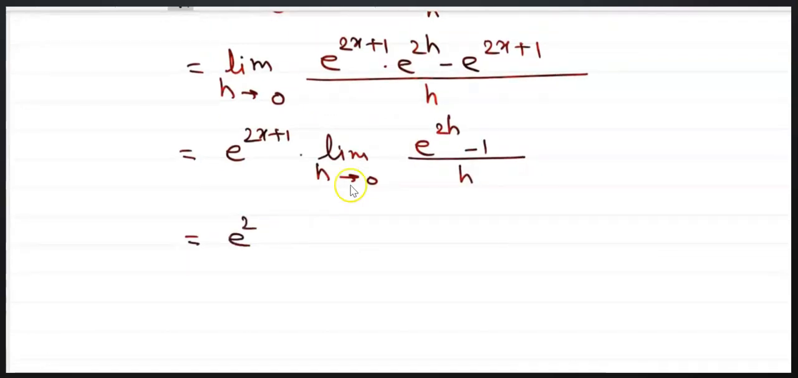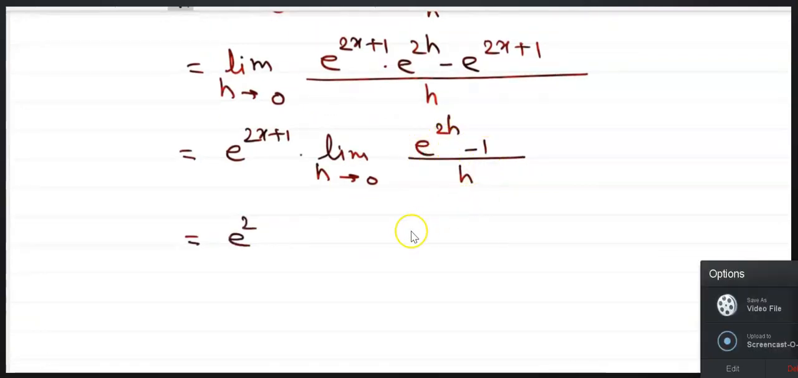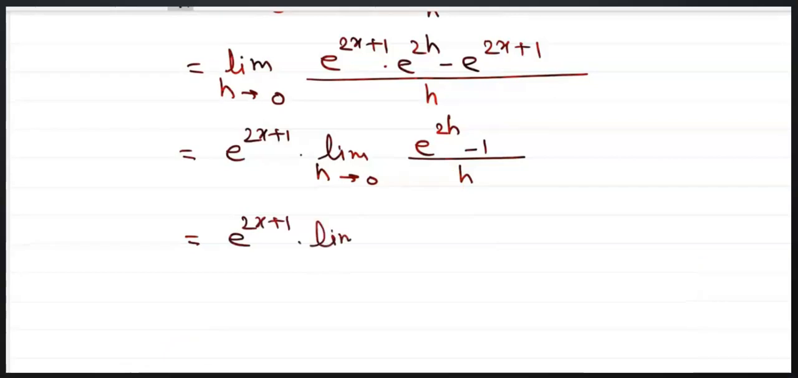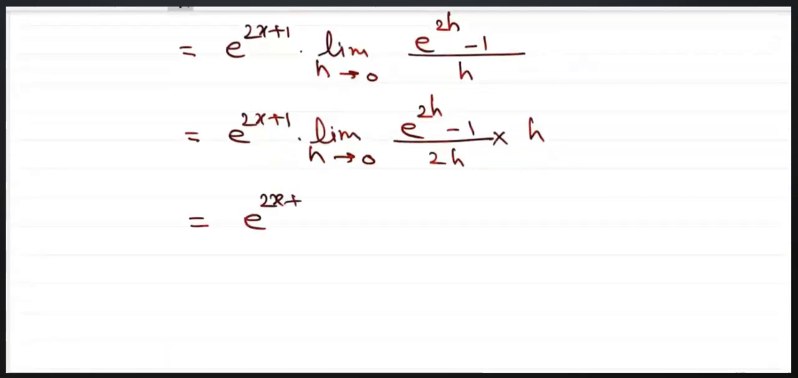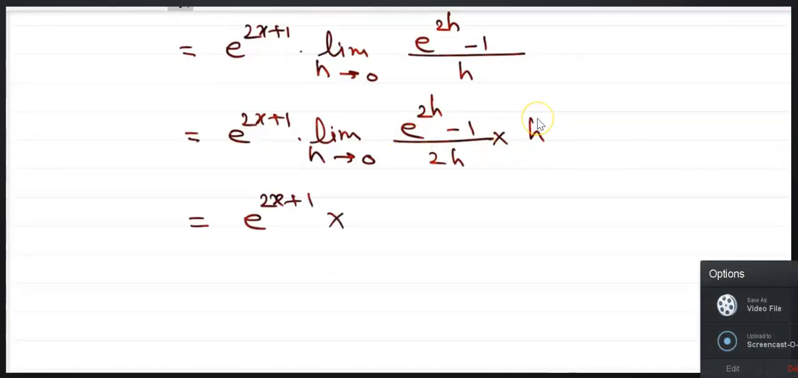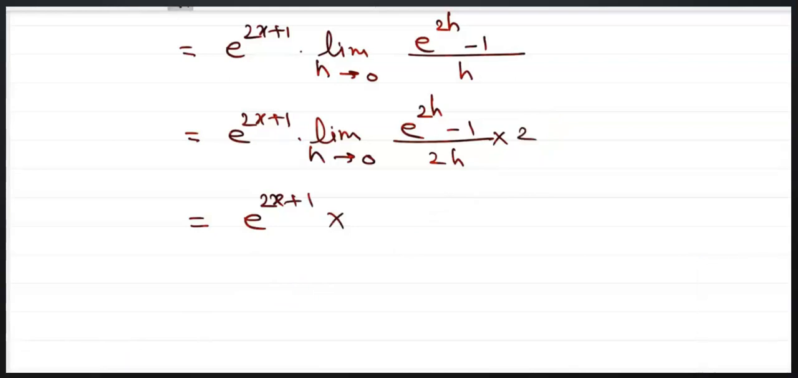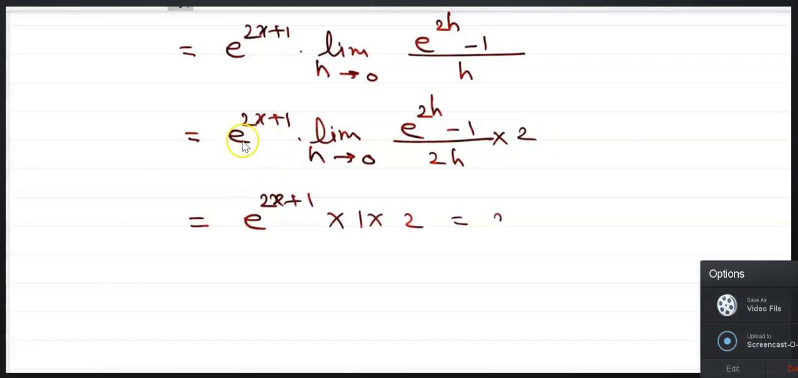Now here it is e raised to 2h upon 2. Therefore, limit h tends to 0, e raised to 2h minus 1 upon 2h into 2. Here it is not h, but we'll adjust here by 2. That is a 2. Now see this here, e raised to 2x plus 1 as it is. Limit h tends to 0, e raised to 2h minus 1 upon 2h. The value of this limit is 1 into 2. Therefore, 2 times e raised to 2x plus 1.